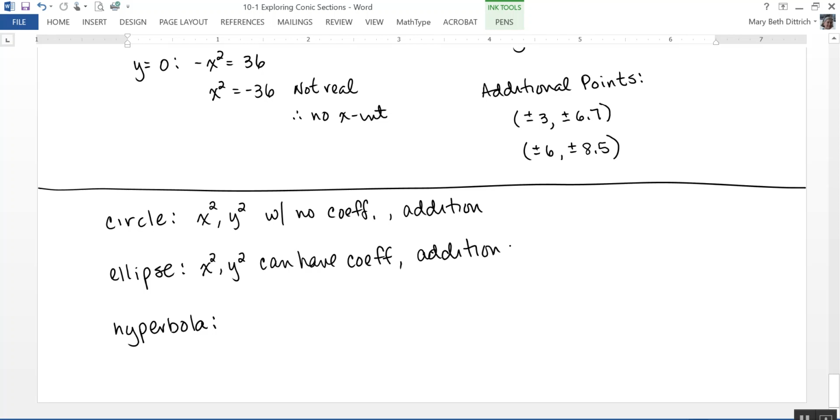And for a hyperbola, in our case, it did have an x squared and a y squared. Our case didn't have coefficients, but it can have coefficients. And what makes the hyperbola different is that it has subtraction between the two squared terms. So, good luck with the examples here, and have fun identifying conic sections.